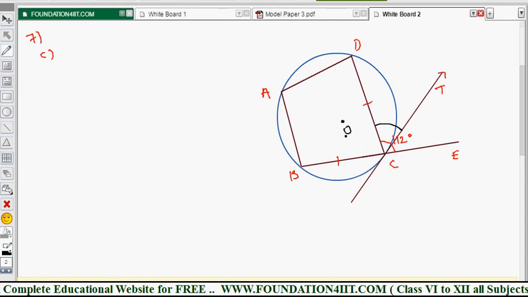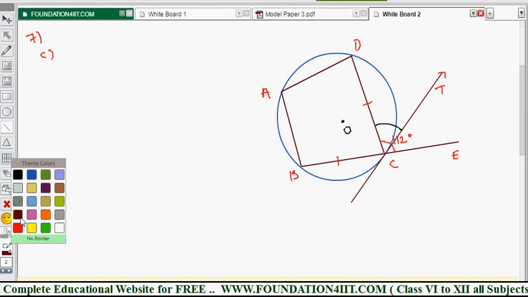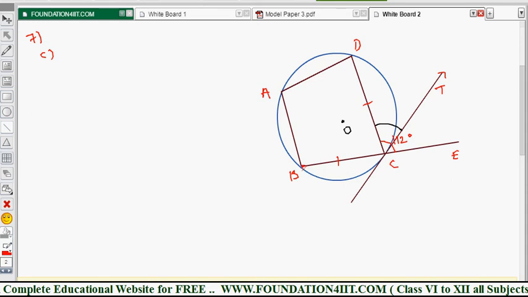And O is the center of the circle. So let me join B and D, and B, O, C, because we need to find angle BOC also. So whenever you observe the properties, BC is a straight line. If it is 112 degrees, the remaining angle you can find out. That is 180 minus 112, which is 68.